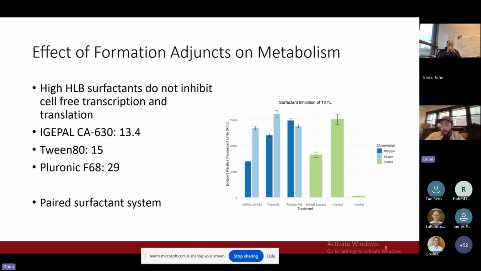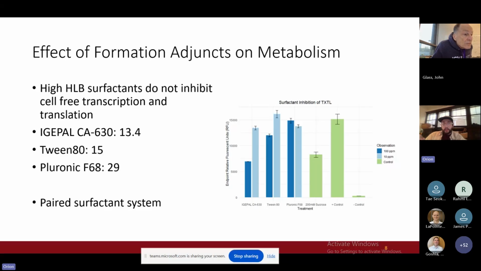So making these changes to the reverse micelle formation and the monolayer crossing involved adding some surfactants to the system. And one of the things that we wanted to do is look at whether or not those surfactants inhibit TXTL. And interestingly, we found that as you go higher in HLB, this is meaning that the surfactant is less likely to segregate into the water. This makes sense. The surfactant is less inhibitory towards the TXTL.